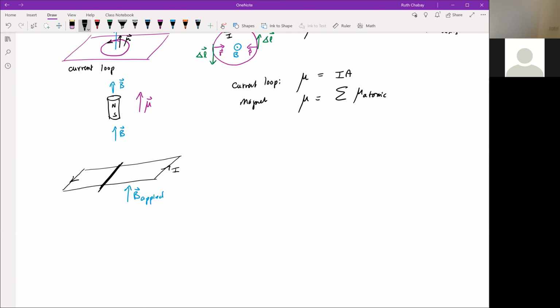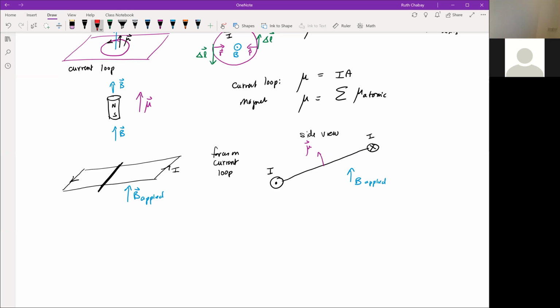So let's think about what the forces are on this current loop. Now it's easiest if we draw a side view. So I'm going to draw a side view looking at the edge of the loop. So here's the edge of the loop. At this end, we have current going into the page, and at this end, we have current coming out of the page. And the magnetic field is up. The magnetic dipole moment of this current loop, since the current is going this way, is like that. But let's talk about forces.